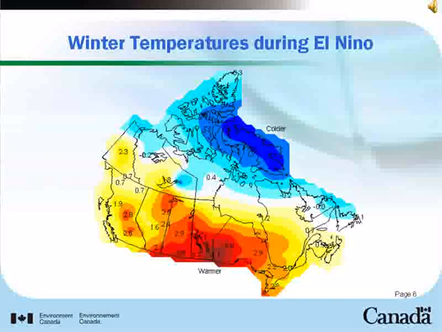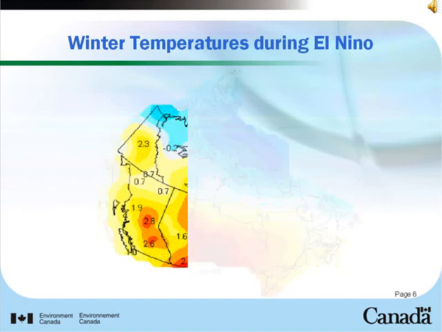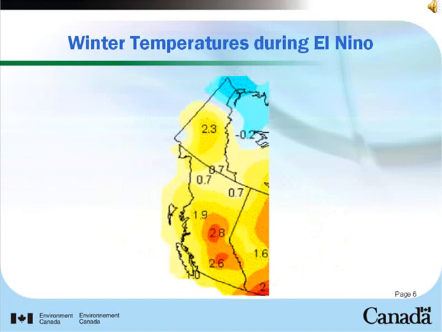To be clear, winter is December through February. Virtually all of Canada, except the far north, is typically warmer than normal, as shown by the yellow, orange, and red colors. In BC, it's the same. Winter is warmer than normal everywhere, by about 1 degree on the coast and in the north, and by about 2.5 degrees in the interior.